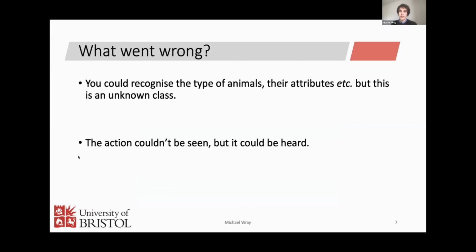So what went wrong initially in these 2 examples? In both cases, vision failed. In the first case, you could recognize the types of the animals, you could recognize their attributes, but essentially this boiled down to an unseen class. And it was only when we added this extra information via language prior that you were able to solve this problem. In the second case, because of the first person viewpoint of the videos, the action couldn't be seen, but it could be heard. And again, by hearing this, we were able to work out what the correct solution was.